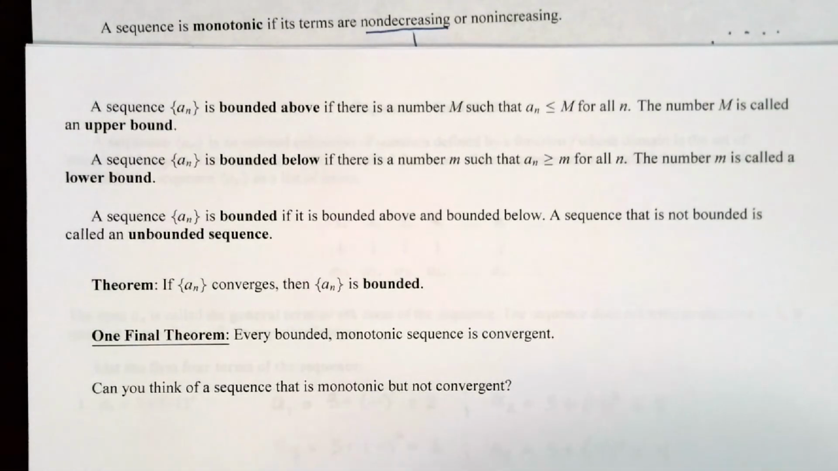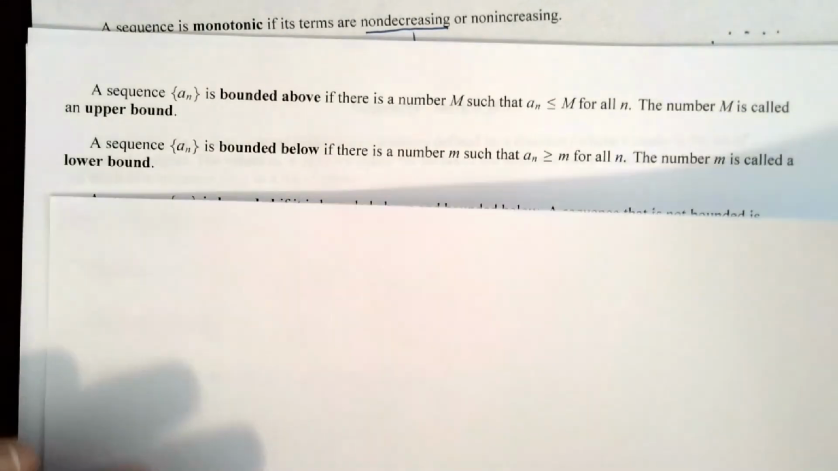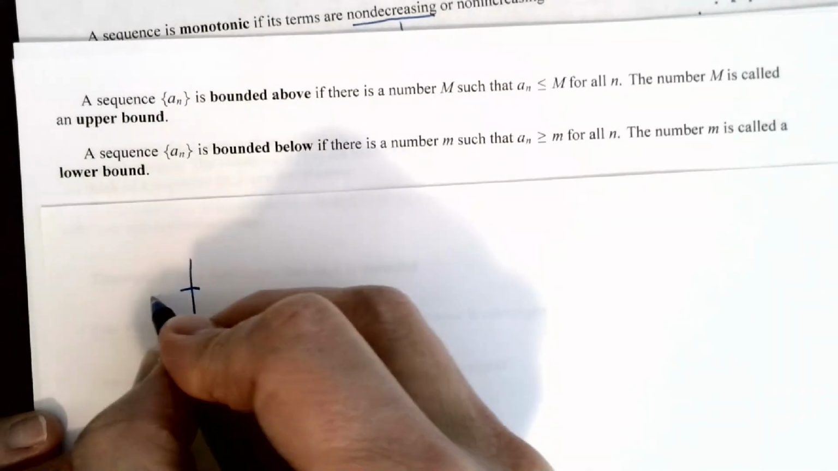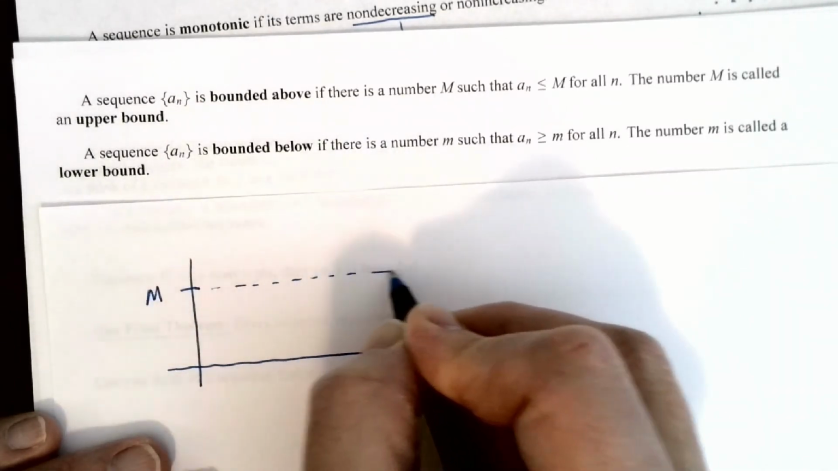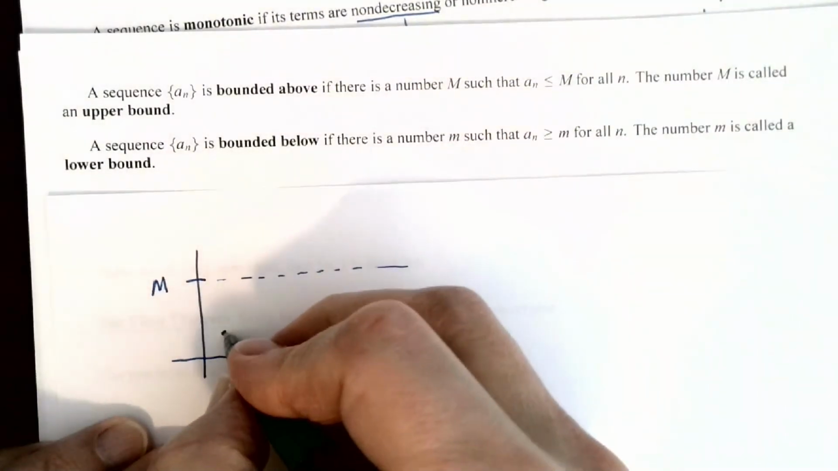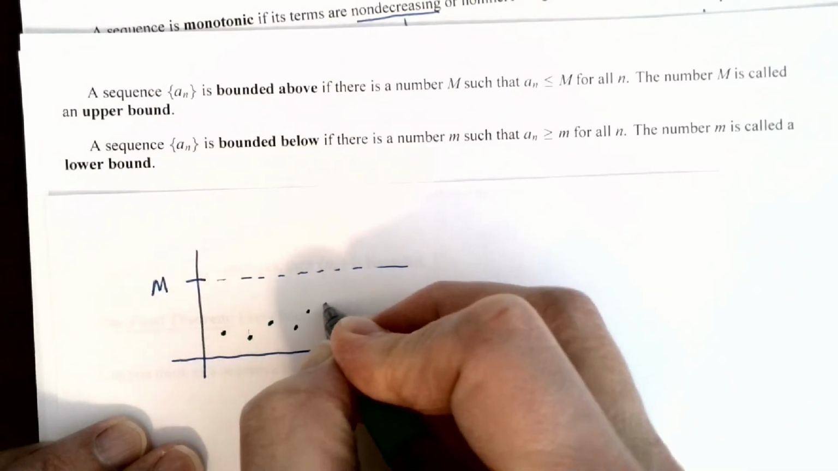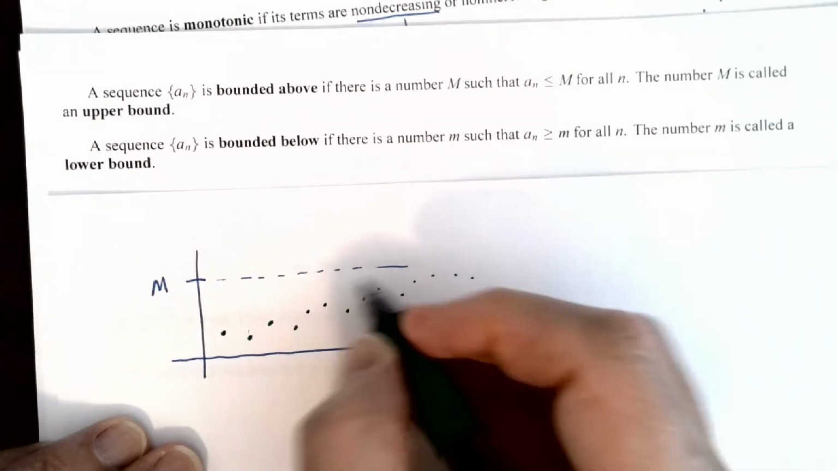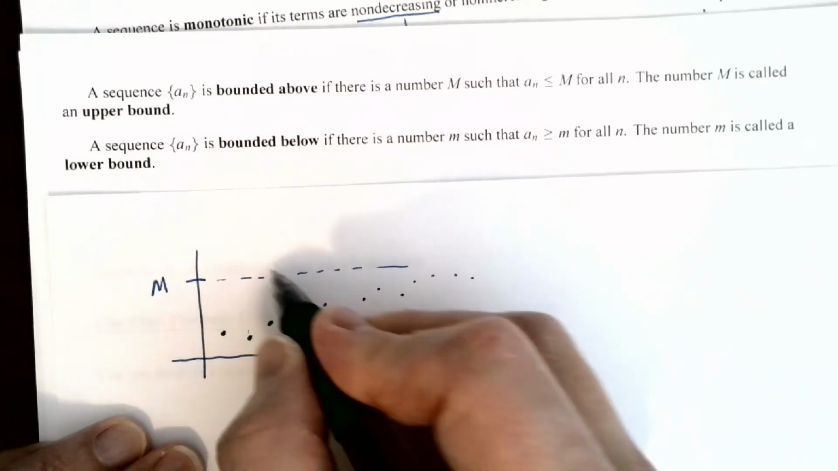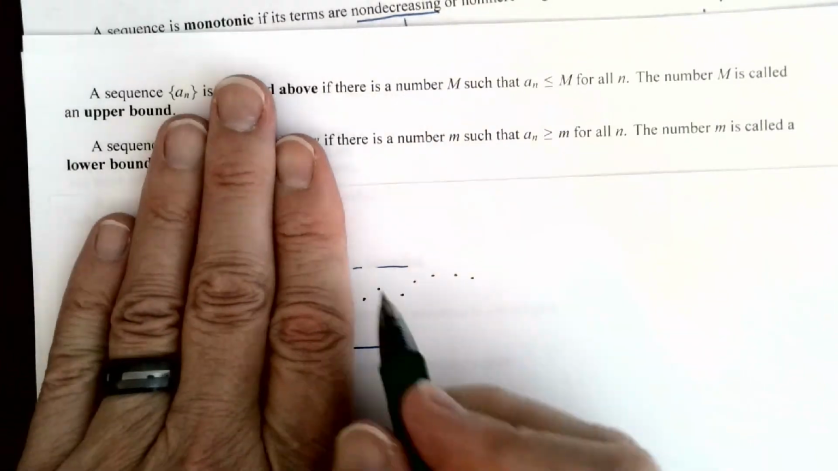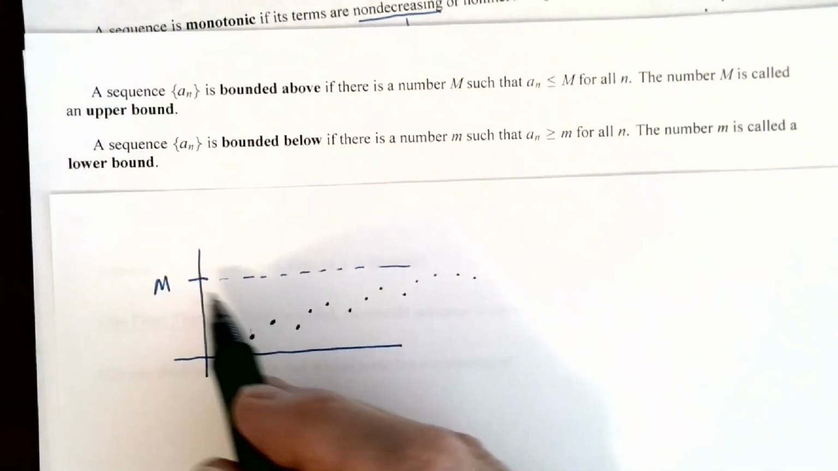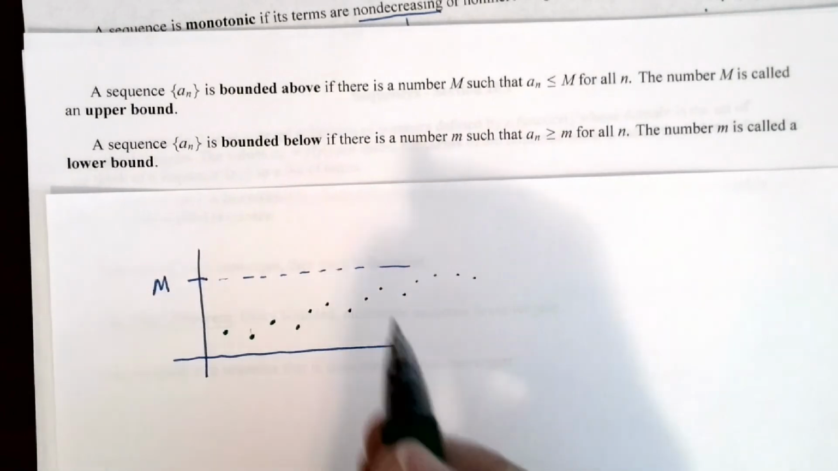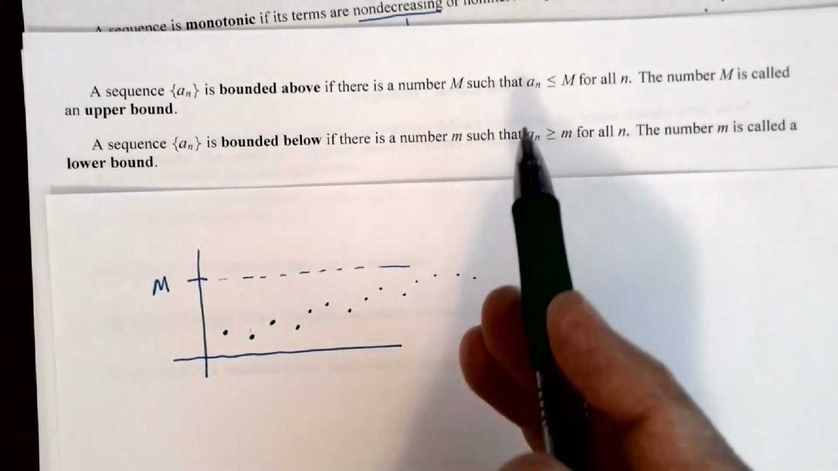So the idea behind what's going on here, right, is if, let's say, here's capital M, and we'll just draw a dashed line for capital M. If the points of my sequence look like this, and they're always below this, and it could be that over here we pop above this line for a little bit. As long as from this point on we're always below that dashed line, then M is considered an upper bound. And certainly any number bigger than M would also be an upper bound. So we can have an infinite number of upper bounds for a given sequence.